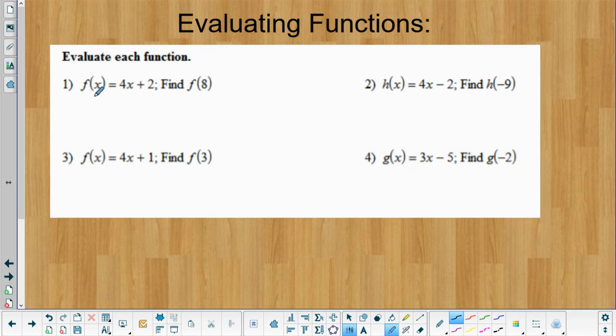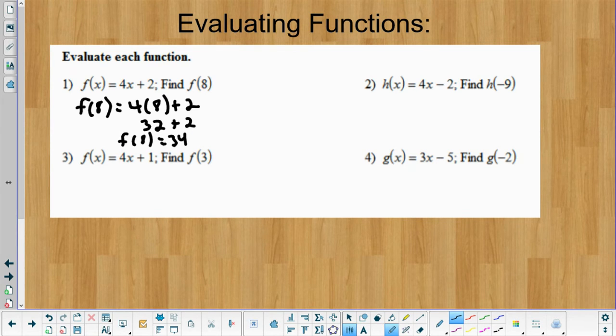This first part is just the name of the function. We're going to say f of 8 because that's what we're trying to find. This part never changes. It stays f of 8. But on the right, we're going to substitute 8 for x. So we could say 4 times 8 plus 2. Doing order of operations, I have to do my multiplication first. So 8 times 4 is 32, plus 2. That means my final answer, f of 8 equals 34.